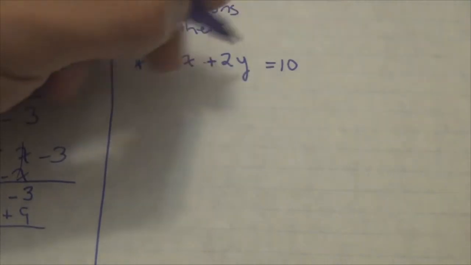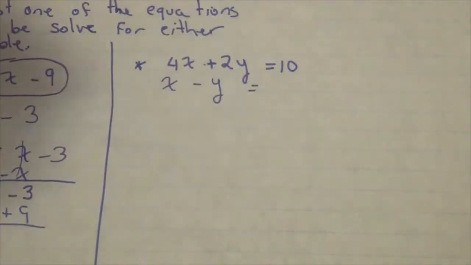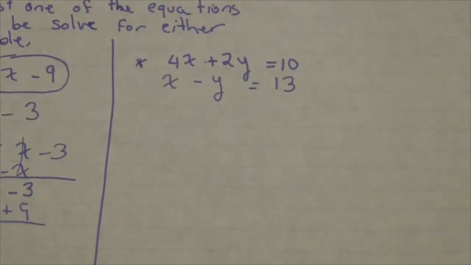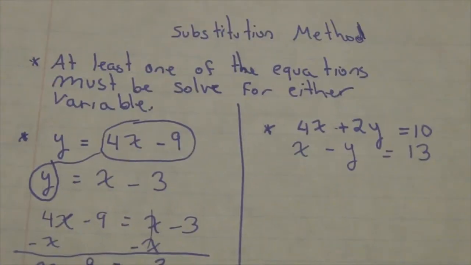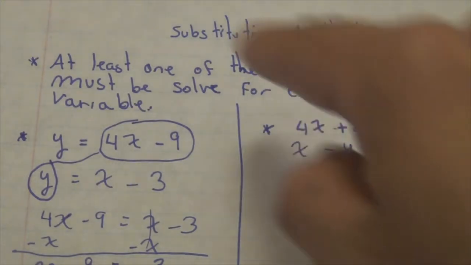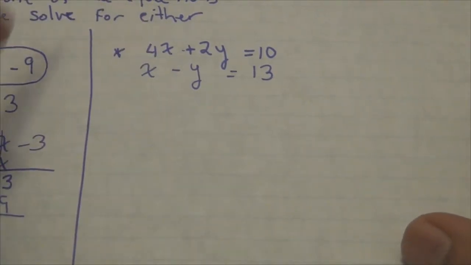And x minus y equals 13. All right. So how to proceed about it? Well, listen. Remember, at least one of the equations must be solved for either variable. So it's your choice. People usually solve for y. You could solve for x if you want to. It really doesn't matter. All right, let us solve for y.